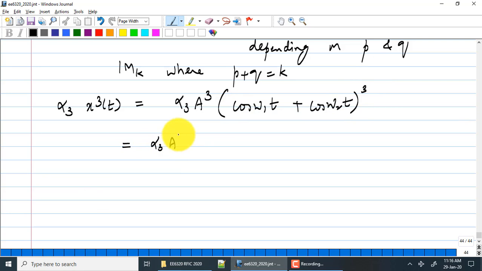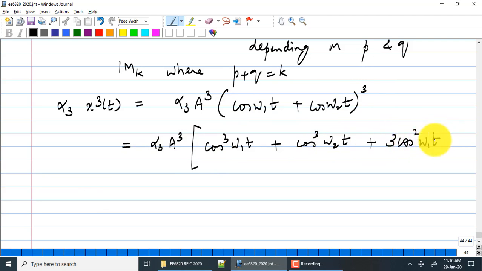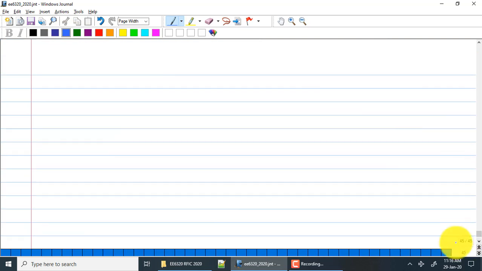Okay, so it is alpha 3 a cubed into cos cube omega 1t plus cos cube omega 2t plus what? 3 cos squared omega 1t cos omega 2t plus 3 cos omega 1t cos squared omega 2t. Okay. So let us again start listing these one by one.